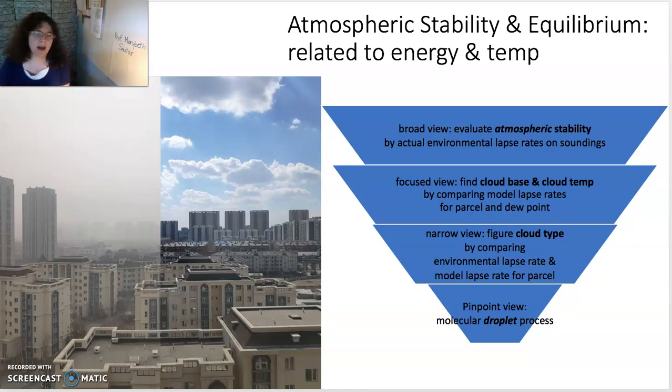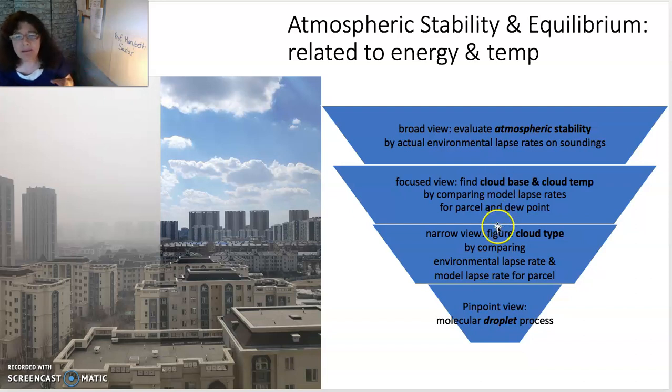So in this chapter 5, like I mentioned, we are going to start evaluating atmospheric stability. We started with observations like pilots do. We're going to move in this video into environmental lapse rates that we see on soundings. From there, we're going to take a more focused view and look at calculating the cloud base, the altitude where the cloud starts, and the cloud temp as it grows and rises. And we're going to do that by comparing lapse rates.